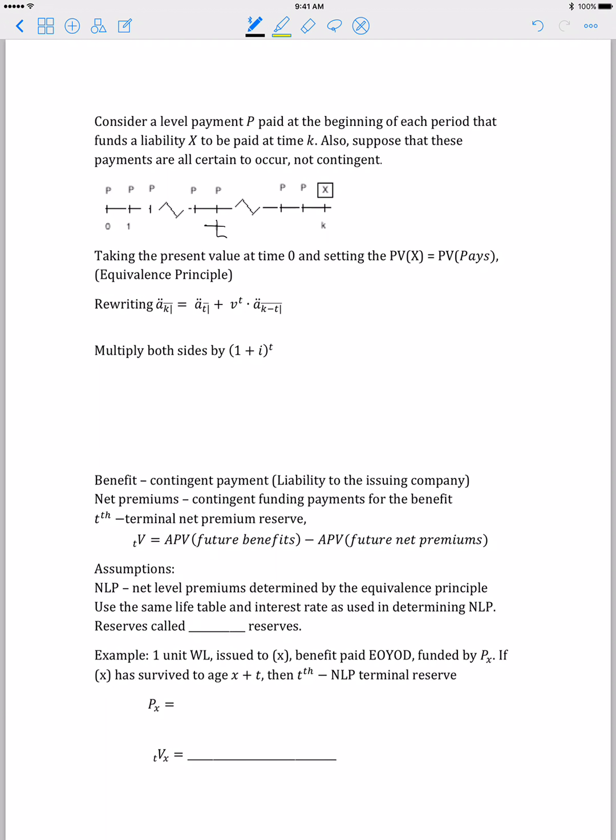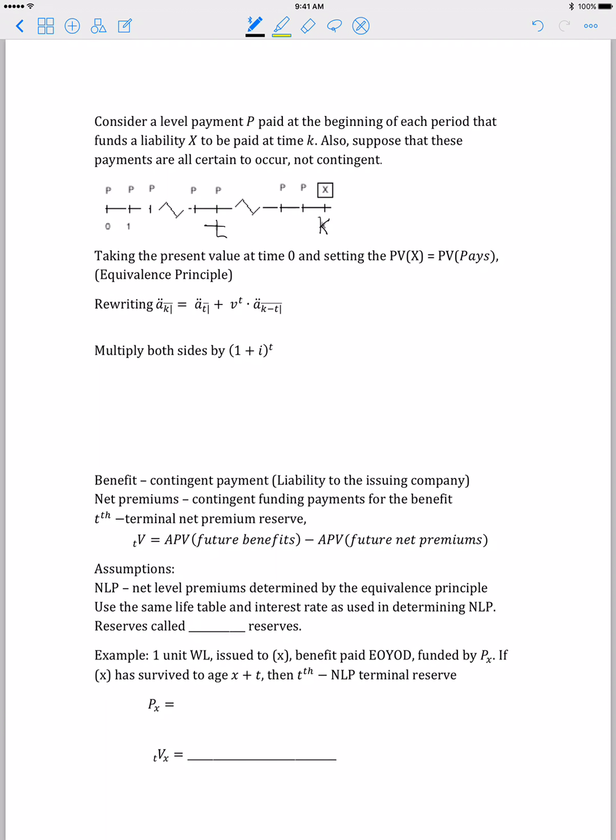Now, let's start back looking at this timeline here, and let's consider this level payment P shown on the timeline. It's at the beginning of each period, and this level payment is going to fund a liability that's going to be paid at time K. So time K is at the end here. I don't know if you can see that. Also, suppose that these payments are all certain to occur. So we're not talking about actuarial models now. We're talking about the class financial math because they're all certain to occur. So this is just a regular annuity of payments. And this is a liability that's going to be paid at time K. And this annuity is there to fund that liability.